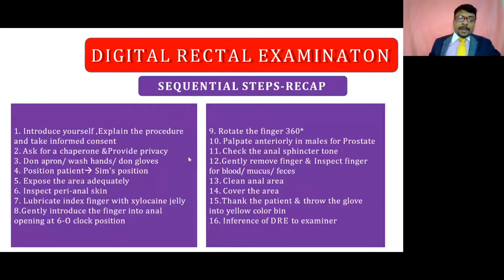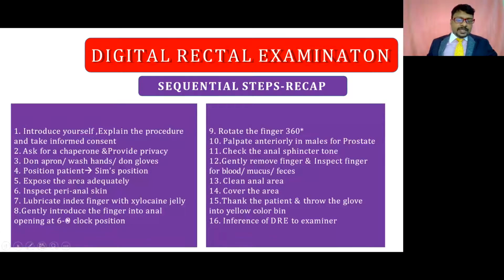We have to wear the apron, wash hands, and don gloves and goggles to prevent any contamination. The position should be left lateral, and expose the area adequately. Inspect the perianal skin, especially for any rashes, fistula, hemorrhoids, bleeding, or pus formation, and lubricate the index finger with xylocaine jelly, which is an anesthetic.